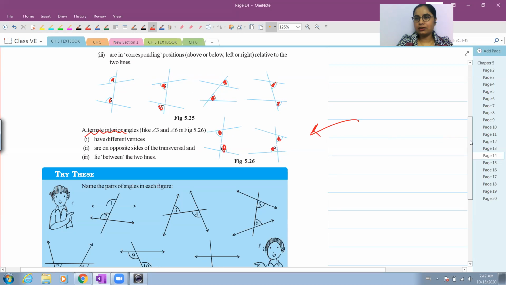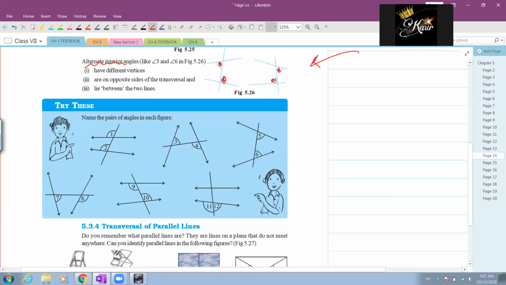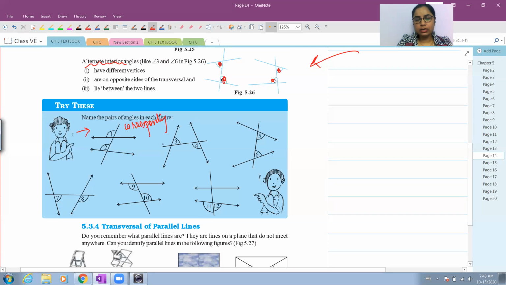And in this figure below, try these. You can identify what kind of pair they are forming. What can you say about this pair? Corresponding. That's correct. And what about 3 and 4? Alternate interior angles. Yes. 5 and 6? Corresponding? No, these are not corresponding.